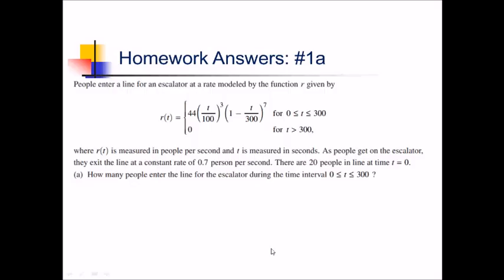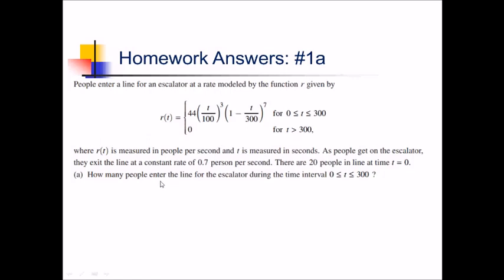On this problem, we have people entering a line for an escalator at a rate modeled by this function below, where from 0 to 300 seconds, that's what t is measured in here, we've got this weird function, and, well, after 300 seconds, I guess no one wants to get on the escalator. As people get on the escalator, they are exiting the line at a constant rate of 0.7 people per second. And we're starting with 20. So we have an initial value of 20, a rate in of this, and a rate out of 0.7.